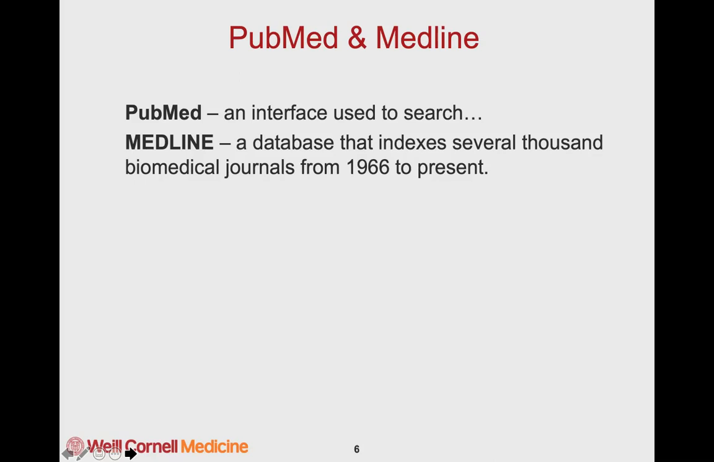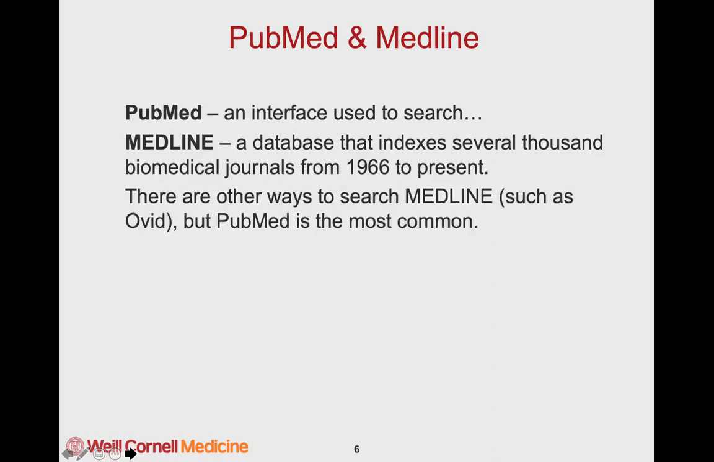And Medline does not contain every biomedical journal or article, but it does index several thousand biomedical journals from 1966 to the present. There are other ways to search Medline. One popular search engine is Ovid Medline, but you have to pay for a subscription to use Ovid. So PubMed is the most common way to search Medline.